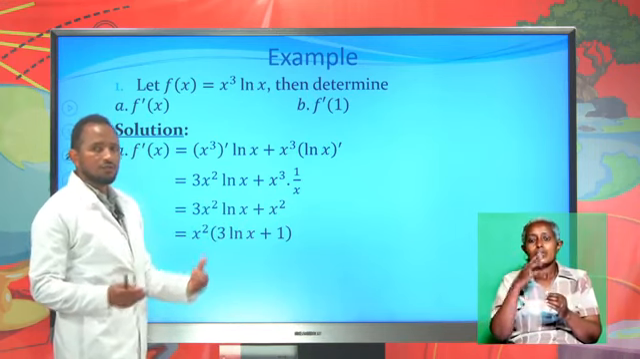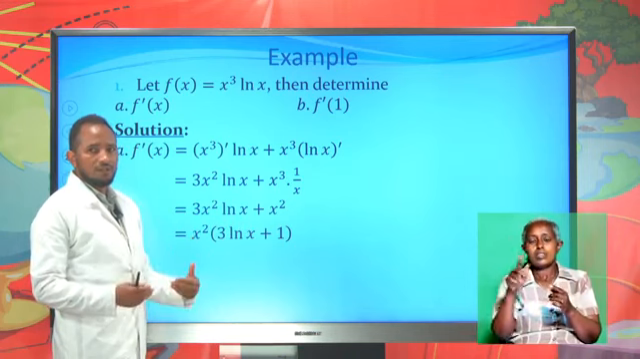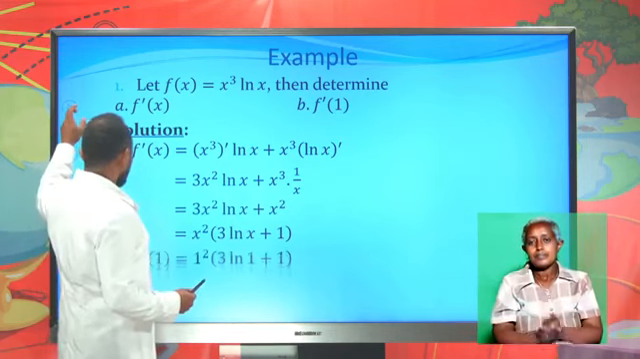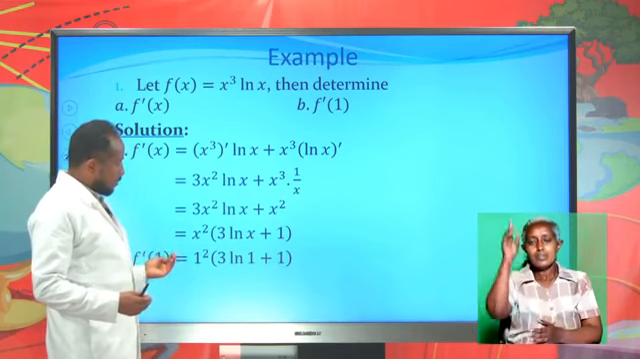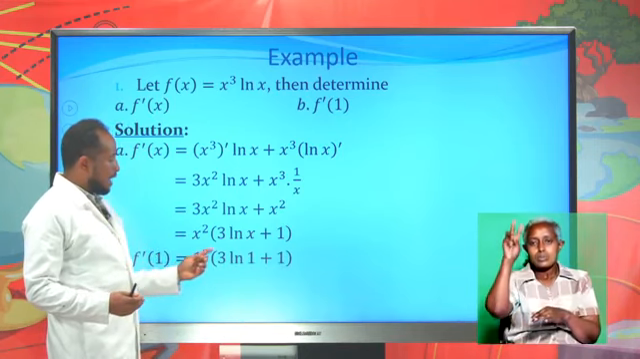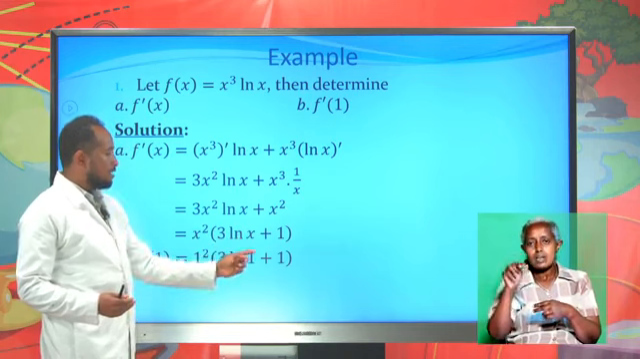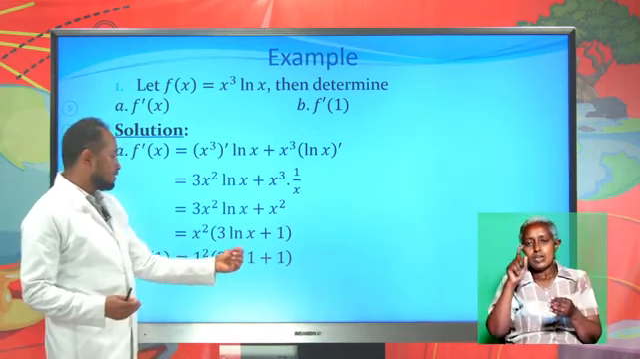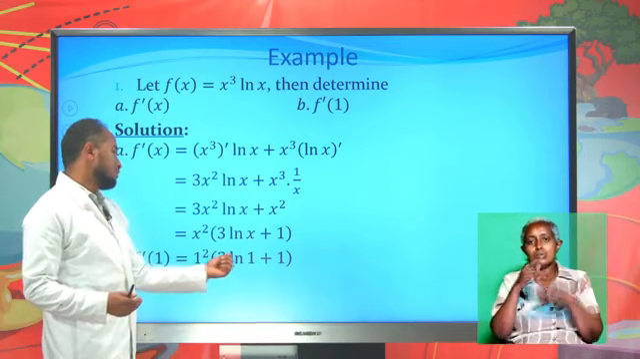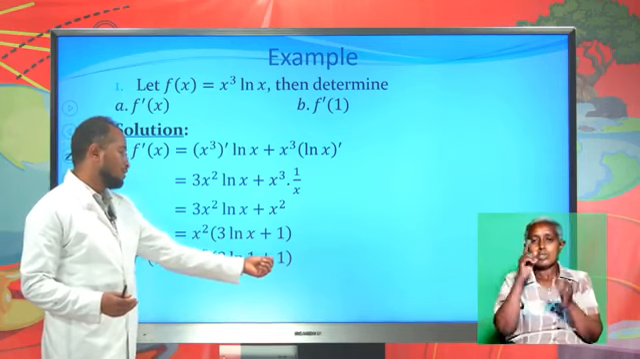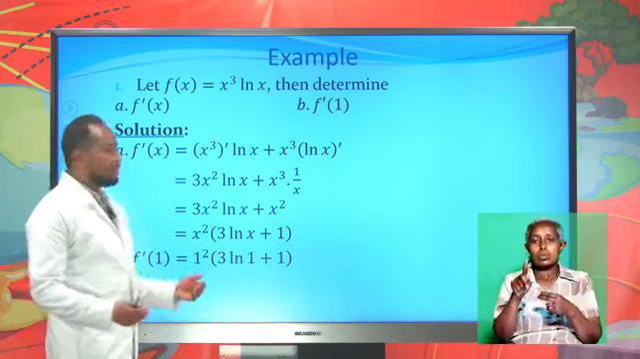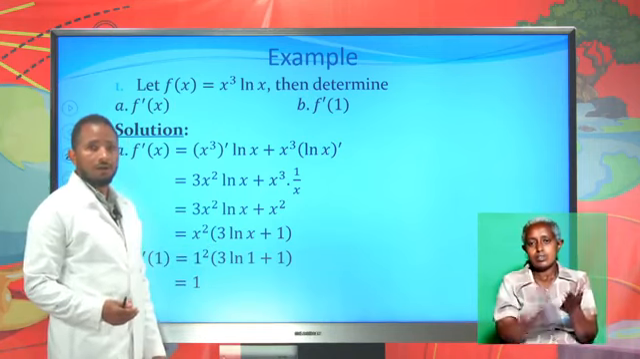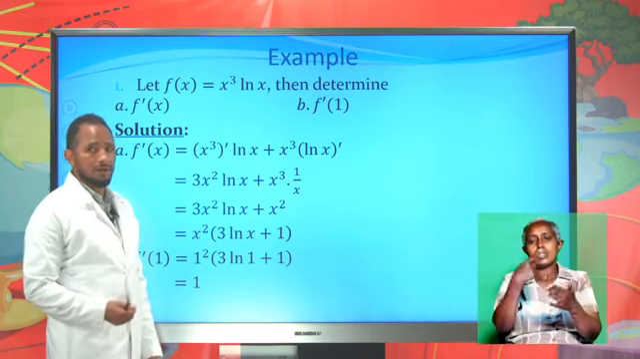Now we are also asked to find the derivative of this function at 1. So substituting 1, you will have f derivative at 1 equal to 1 squared times 3 ln of 1 plus 1. Therefore, you know ln 1 is 0. So this part is 0. 0 plus 1 is 1. 1 times 1 will be 1. So the final answer is this. Now let's continue to the next part.